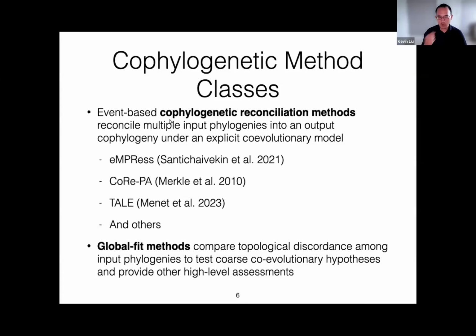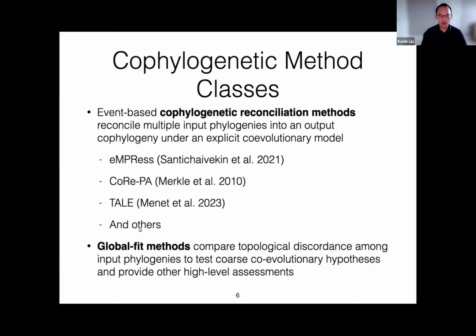First off, you have these so-called cophylogenetic reconciliation methods, which take in, as I said, these tanglegrams, which are really a pair of trees in the simplest case, a host and symbiont tree, in addition to the present-day host-symbiont associations for the taxa. And these try to reconstruct the historical coevolutionary events in the form of the cophylogeny, typically under an event-based model. And so some examples include Empress, Coripa, Tail, and others.